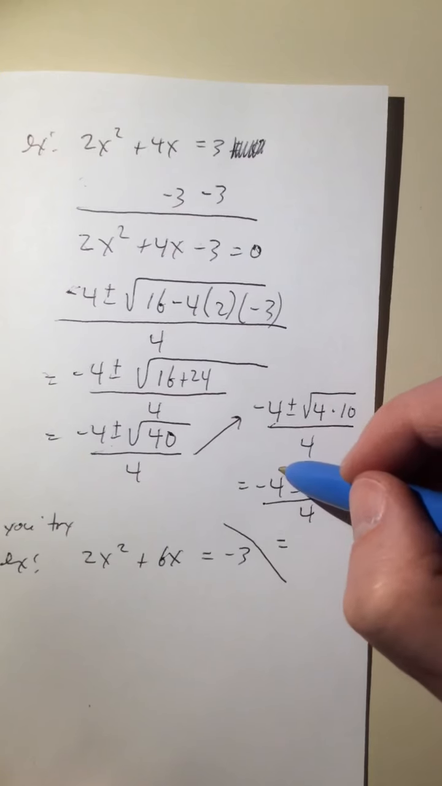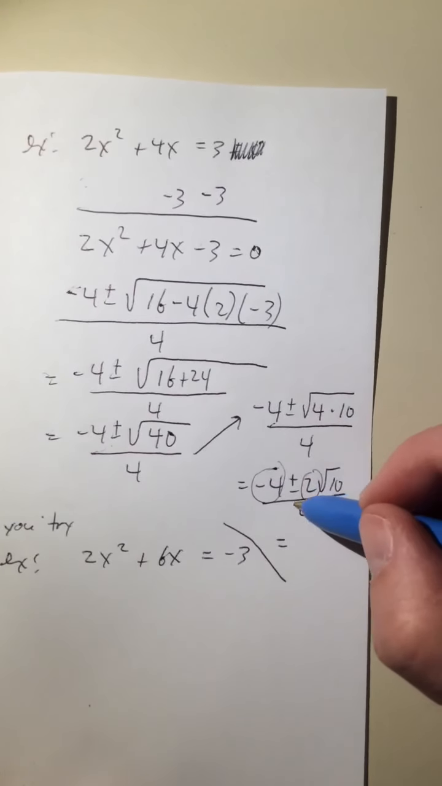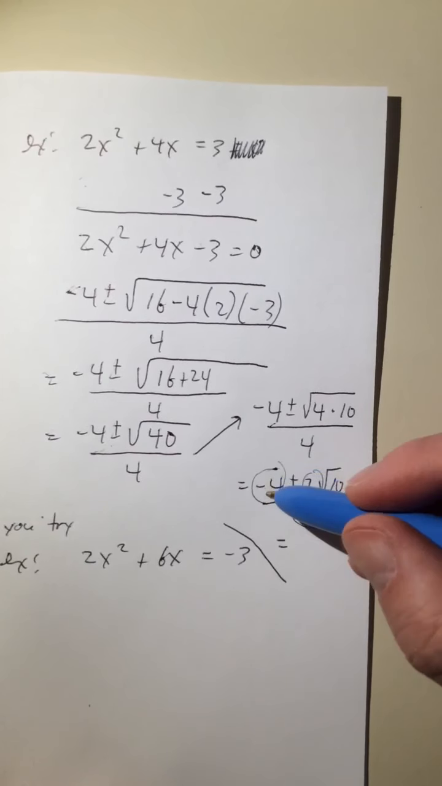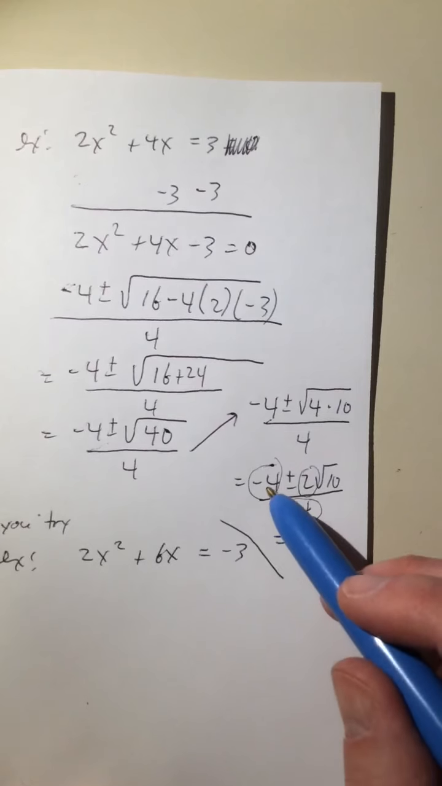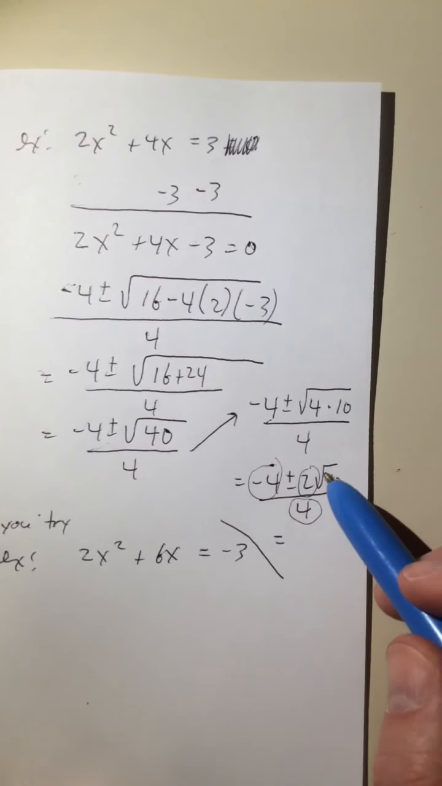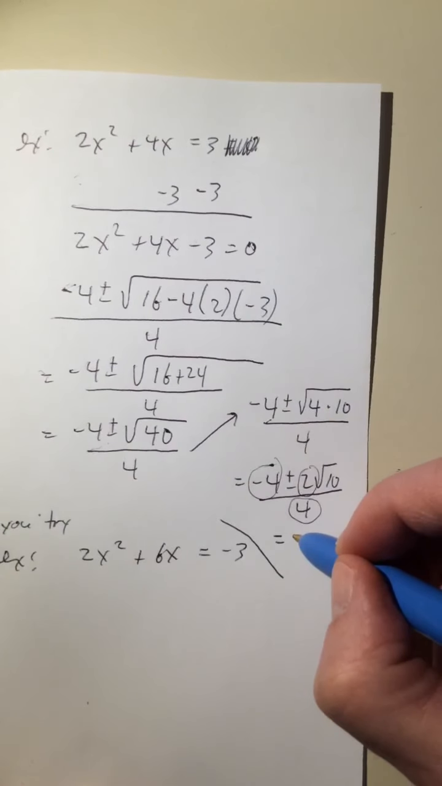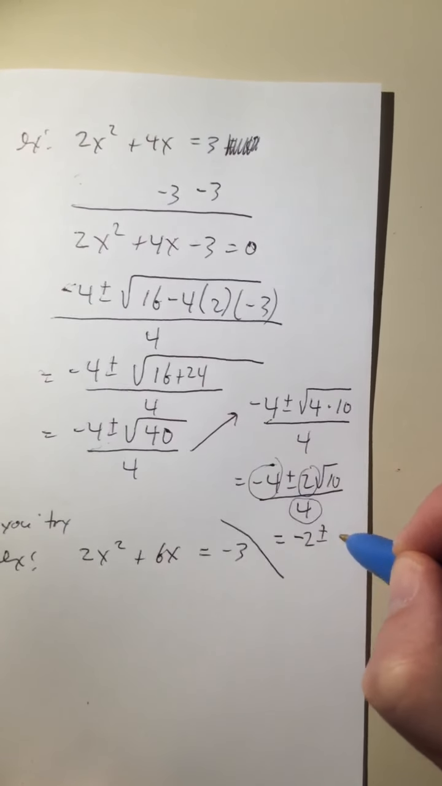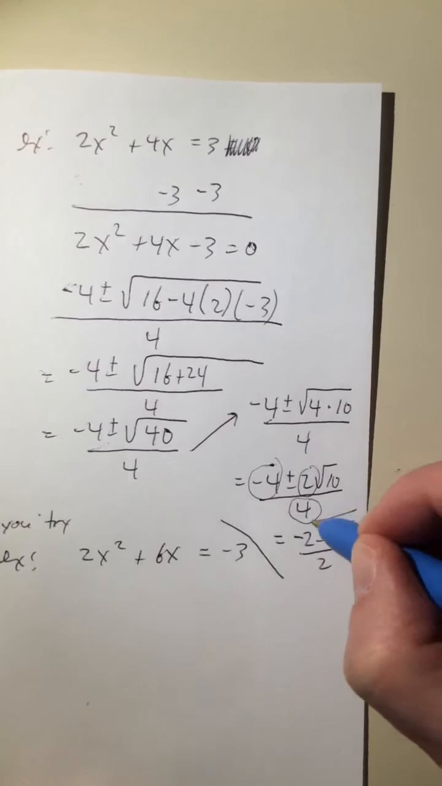And then we look at these numbers right here. The negative 4, the 2, and the 4. And we see that there's a number that goes in all three of them, and of course that number is 2. And so we're going to divide everybody by 2. And remember, we don't cut the french fries in half. So negative 4 divided by 2 is negative 2, plus or minus root 10 over 2. And there is our final answer.